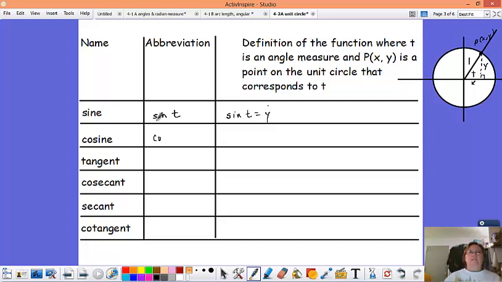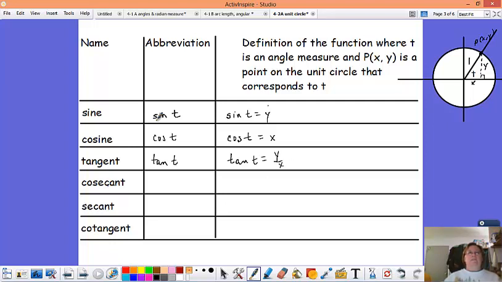The cosine of angle t, well, cosine is adjacent over hypotenuse, so cosine would be x over 1, or just x. Sine correlates with y, cosine with x. The tangent function, you'll remember from your right triangle trigonometry, takes opposite over adjacent. So the tangent for angle t would equal y over x in terms of coordinates in the unit circle.